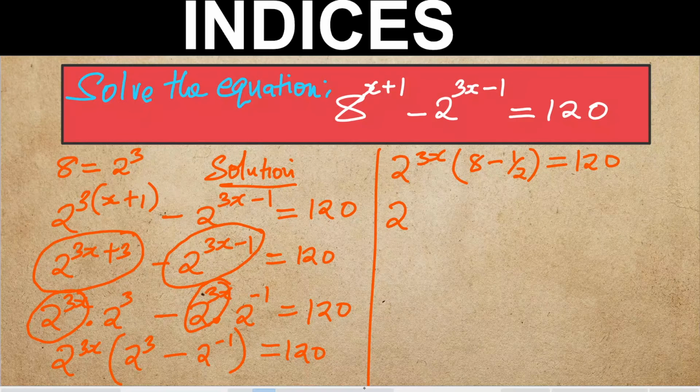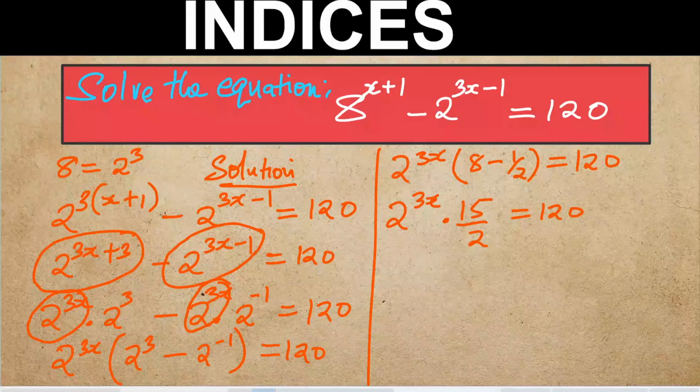We continue, 2 raised to power 3x. Now you can solve whatever is in the bracket here. You get 8 subtract a half, you get 7 and a half. And 7 and a half written as an improper fraction is 15 over 2. So you have 2 raised to power 3x multiplied by 15 over 2 is equal to 120.